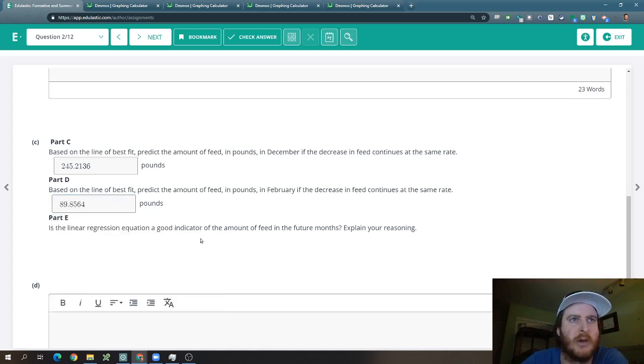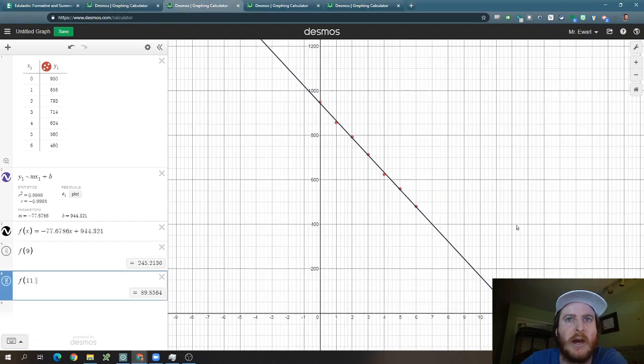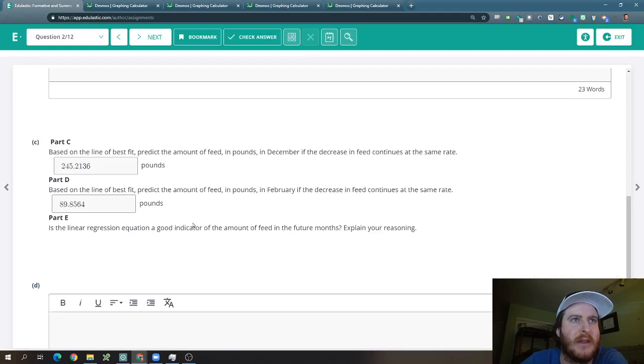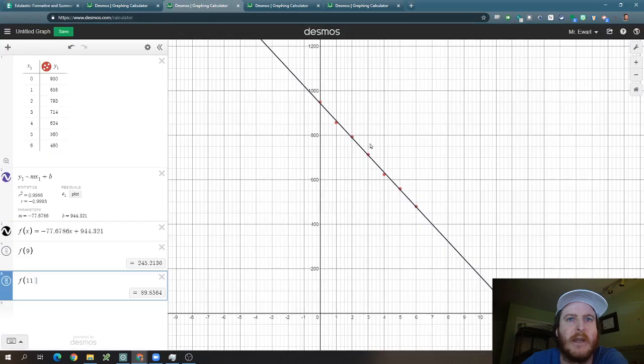Is the linear regression equation a good indicator of the amount of feed in future months? So if we look at our graph, I would think yes until we get to the 0, right? So I think this is talking about future months after February, right? February was f of 11. Well, if we look at f of 12, it might work, but then starting at f of 13, it goes negative. So, even though this was a good line, negative 0.993 for R, this data looks very, very linear.